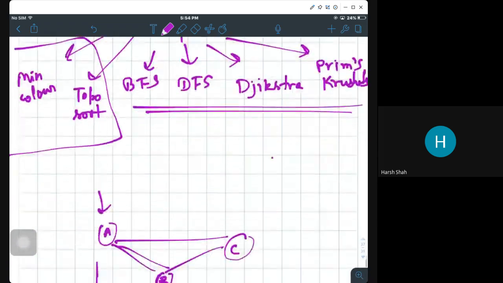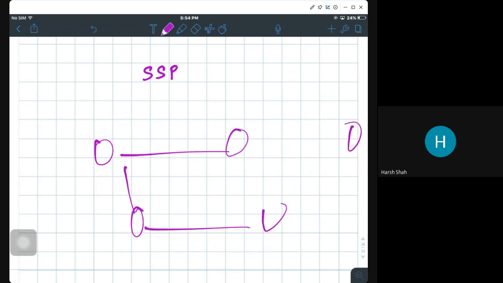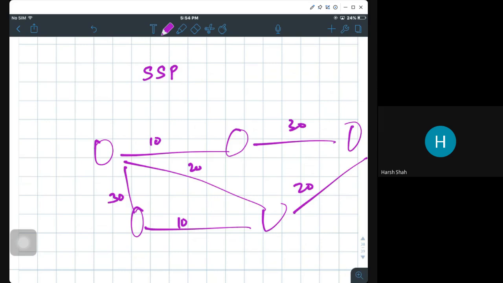Then we have single source shortest path. If you have something like this, where there is some cost for going, and you want to find the cost of each vertex from this vertex, we use SSP, single source shortest path. And Dijkstra's algorithm is one of the best algorithms out there.